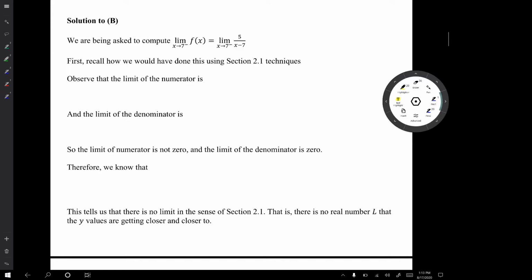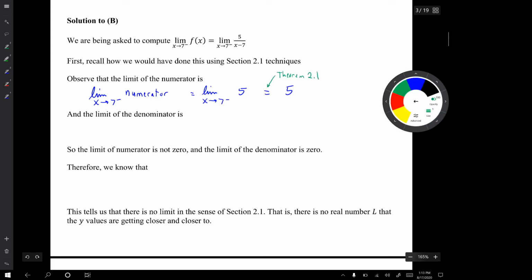For question B, we're being asked to compute the limit as x approaches 7 from the left of f of x. That is, the limit as x approaches 7 of the quantity 5 divided by the quantity x minus 7. Now, let's remember how we would have done this using section 2.1 techniques. So we would have looked at the limit of the numerator, because this is a rational function. We would have found that the limit of the numerator was the number 5, and we would have used theorem 2.1, which says that the limit of a constant is just the constant.